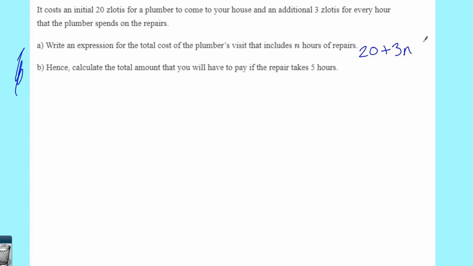So now that we've written an expression, we're going to calculate the total amount that you will have to pay if the repair takes 5 hours. So that's all you do is plug it in, 20 plus 3 times 5, and notice this is an arithmetic sequence. Okay, so this is going to get you 35. Yeah, that was pretty basic, but it's just understanding the word problem. I think that's what throws people off.